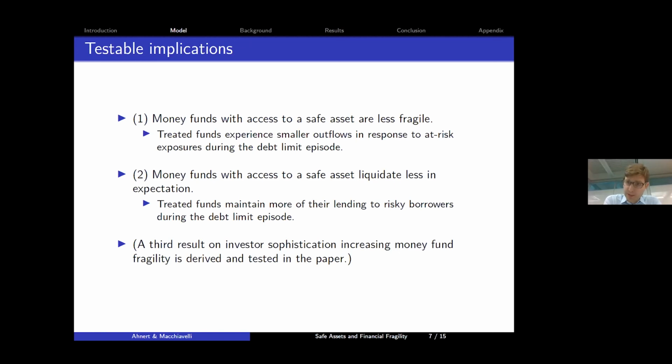We won't discuss it much in the presentation today, but in the paper we also have a third result that relates investor sophistication to money fund fragility, and we document evidence consistent with that third result as well. Having established these two testable implications, let me hand over to Marco, who will tell you about the empirics and the tests.